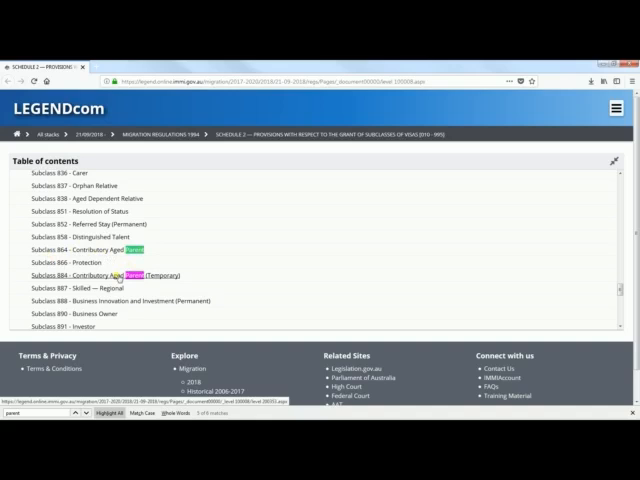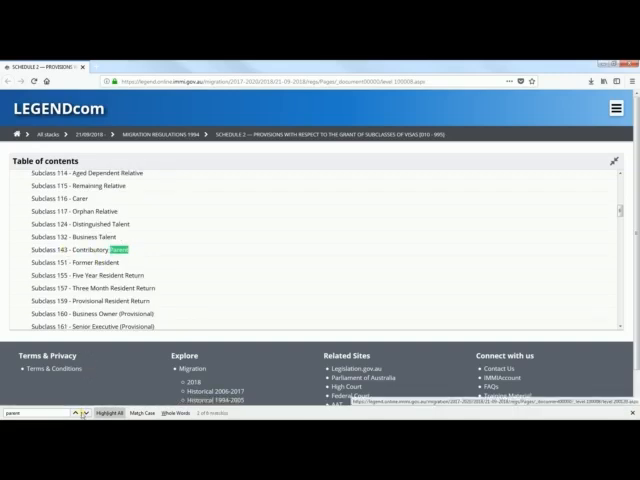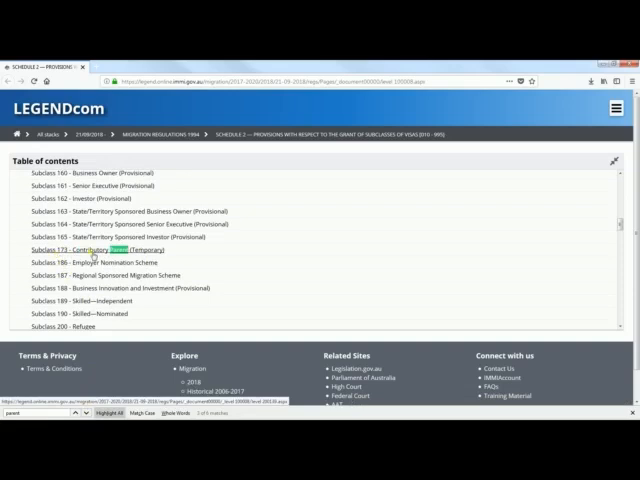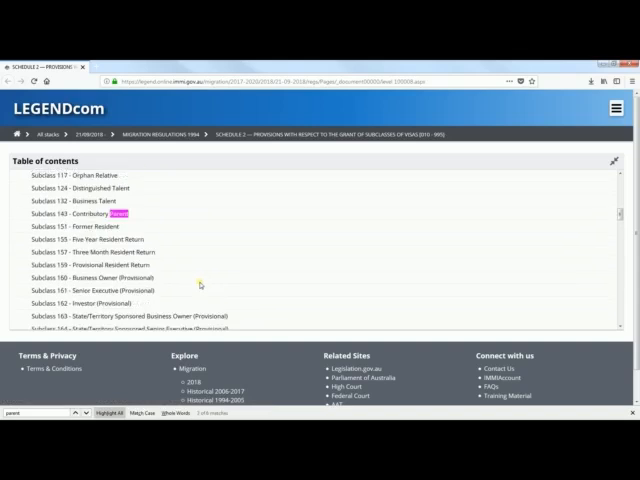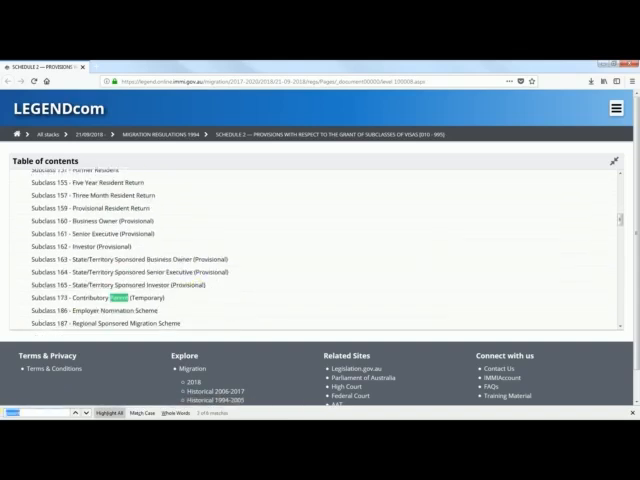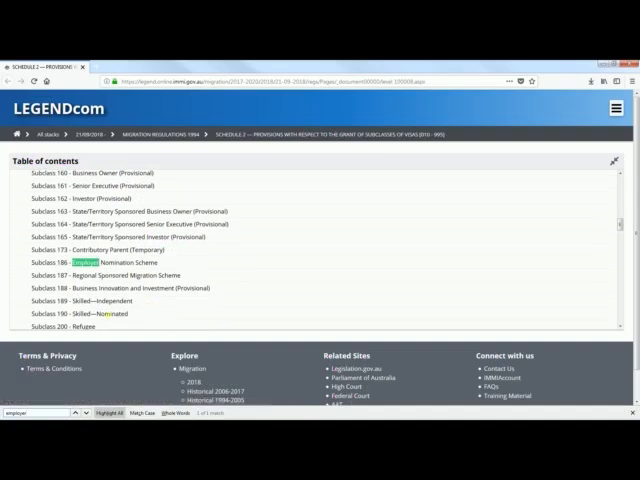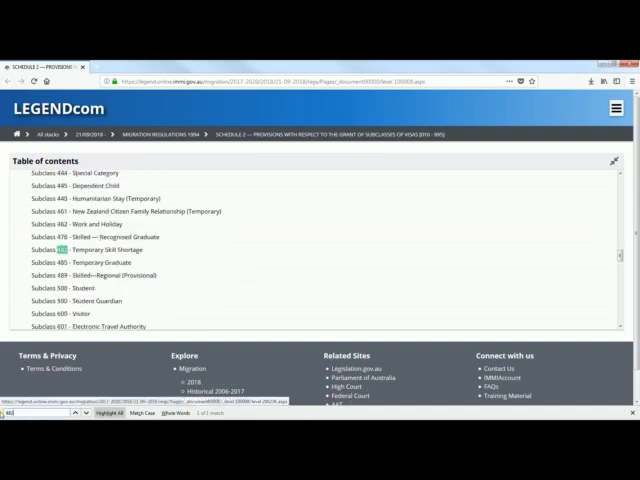Contributory aged parent temporary, and contributory parent 143, 173. This is really confusing, right? So many subclasses, and they are actually the same. Which one to look at? And I can give you some employer sponsor visas. Employer nomination scheme. Then the TSS, temporary skill shortage, but when you do the application, it doesn't say temporary, it says business skill. It's really confusing.